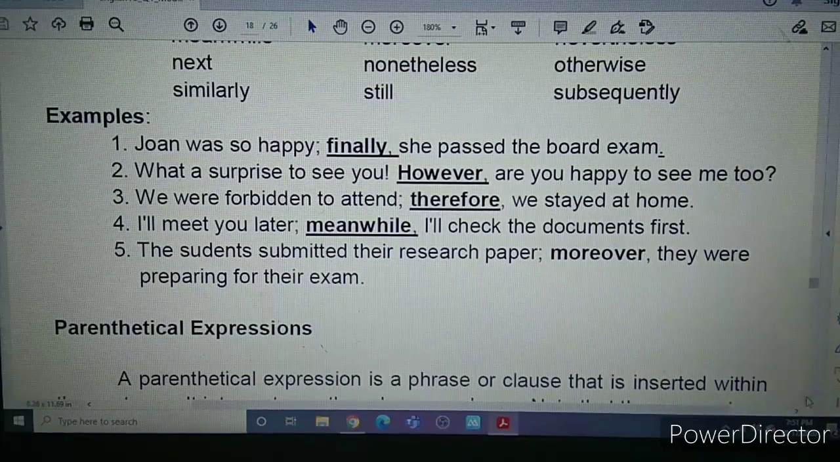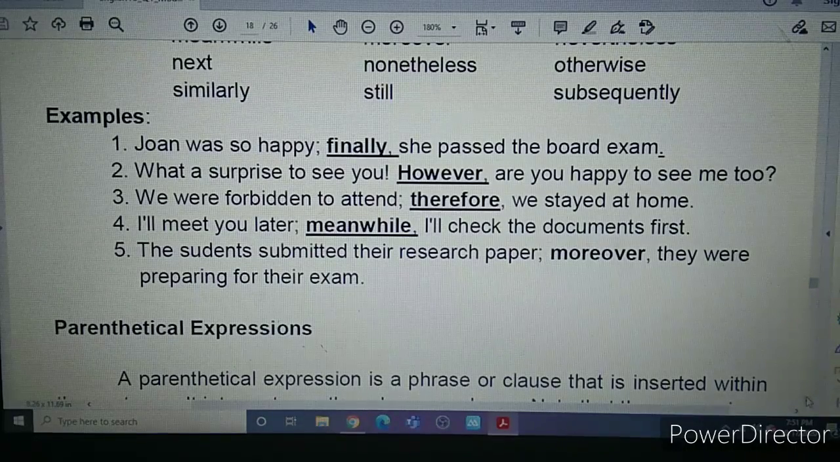Number 1. Joanne was so happy. Finally, she passed the board exam. The underlined word is finally. Now let's move on to number 2. What a surprise to see you. However, are you happy to see me too? The underlined word is however.